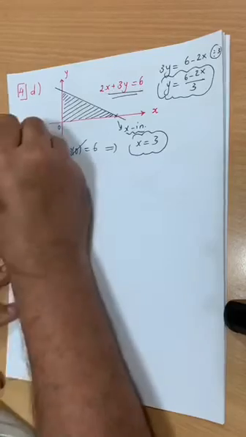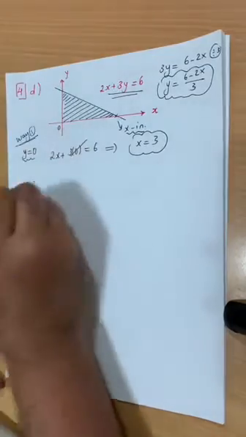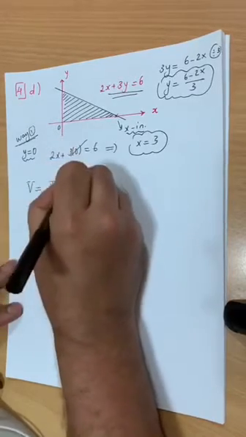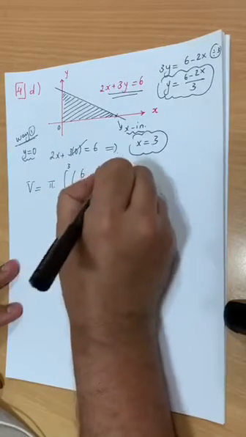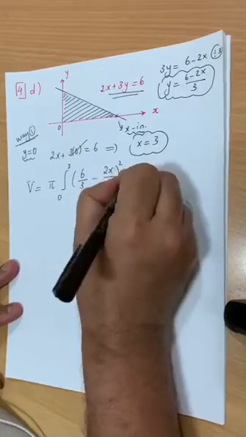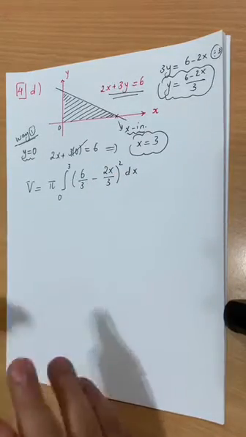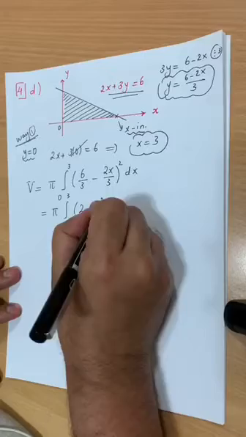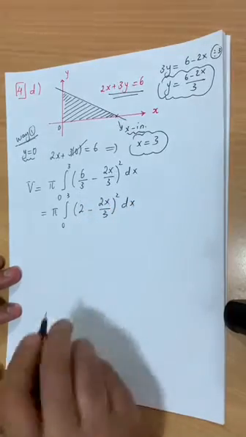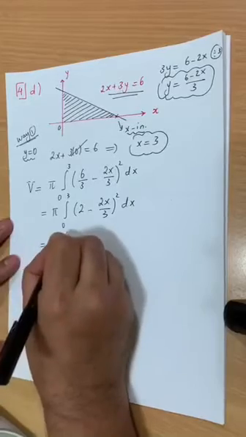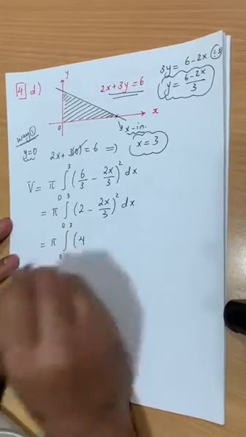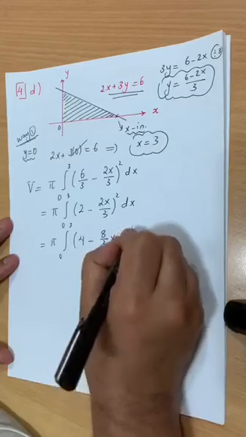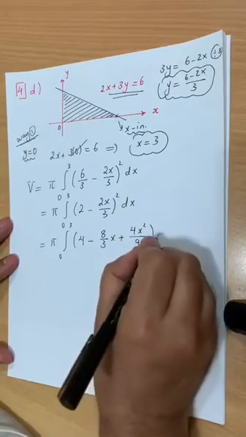So volume, let's call that y1. Volume equals pi integration from 0 to 3 of (6 over 3 minus 2x over 3) all to the power of 2 dx. So we have to split the denominator to make it easier. Integration from 0 to 3 of (2 minus 2x over 3) all to the power of 2 dx. Now you have to square that. Integration from 0 to 3, squaring of the 2 is 4, first by second by 2 is 8 over 3x, then the last term is 4x squared over 9, dx.